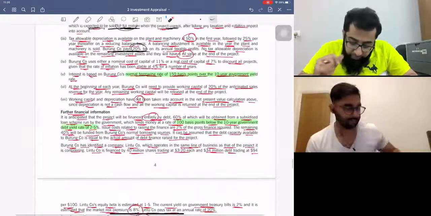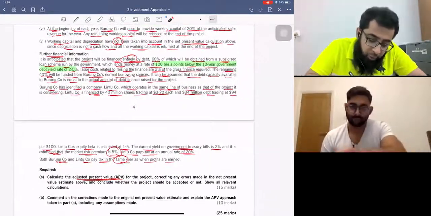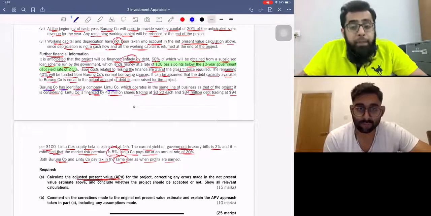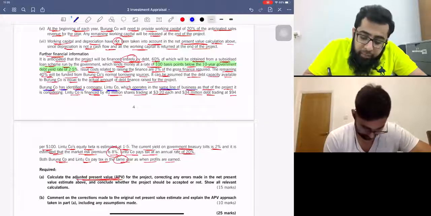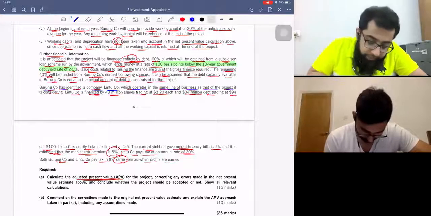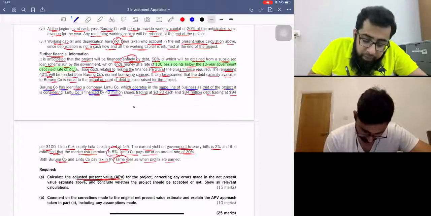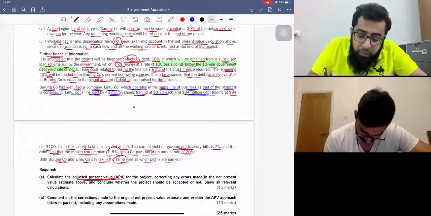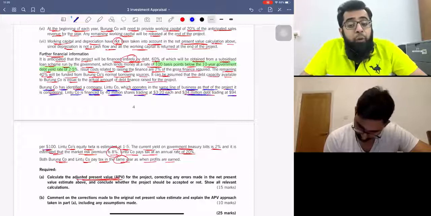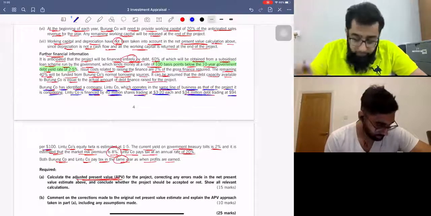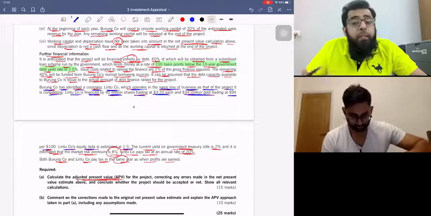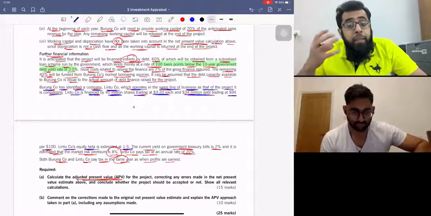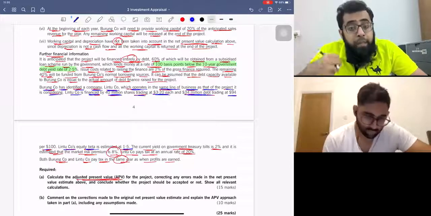Okay. For that, I think we need to read something from here. Burung Company has identified a company, Link2 Company, which operates in the same line of business as that of the project it is considering. Link2 Company is financed by 40 million shares trading at $3.2 each and 34 million debt trading at $94 per $100. Link2 Company's equity beta is estimated at 1.5. I don't need its equity beta. What I need is the beta asset, because the beta asset of Link2 Company will be the beta asset of my project.